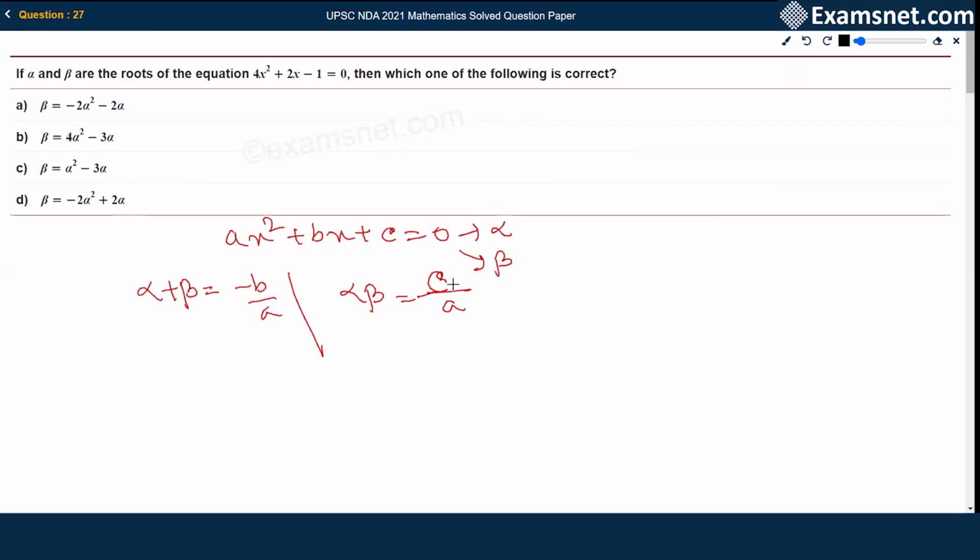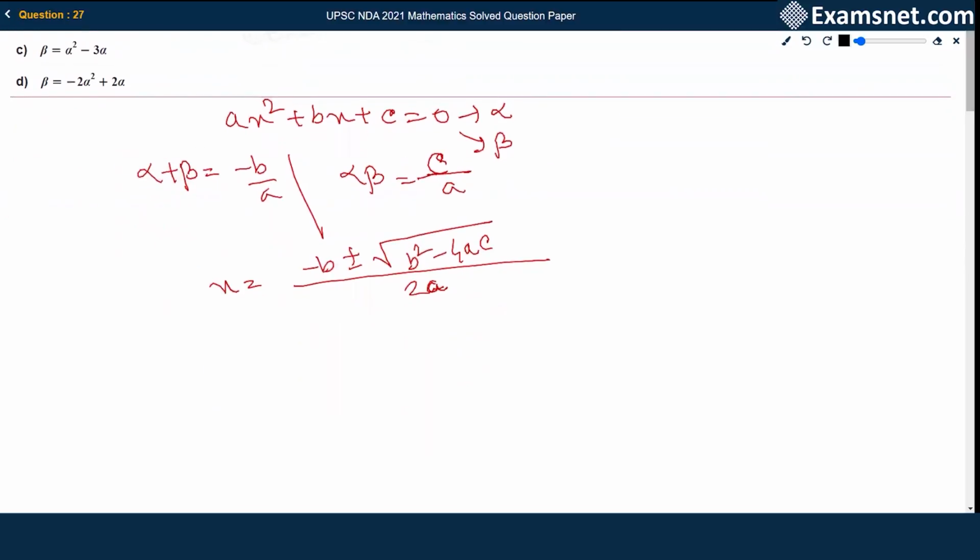One more important formula we are going to discuss is the quadratic formula, or another name, the Sridharacharya formula. I can find the value of x with the help of this formula: minus b plus minus root under b square minus 4ac, by 2a. Here b square minus 4ac is called the discriminant.